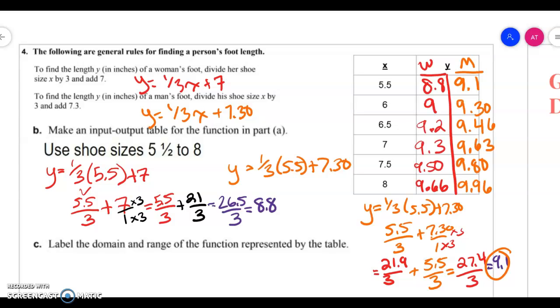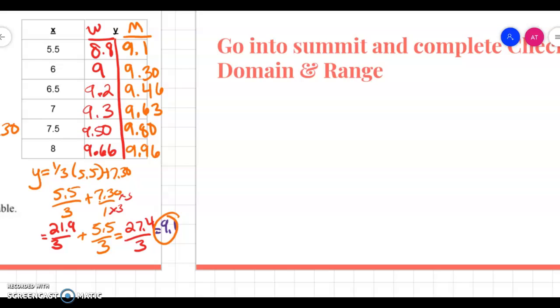Alright, so it looks like you guys pretty much finished it. You can look and see that the red is the women and the orange is the men. So double check your answers, see if you got them, and then label the domain and range. And after that, you're going to go to and complete your checkpoint 5 called domain and range.